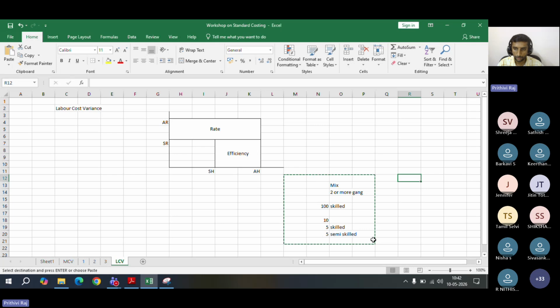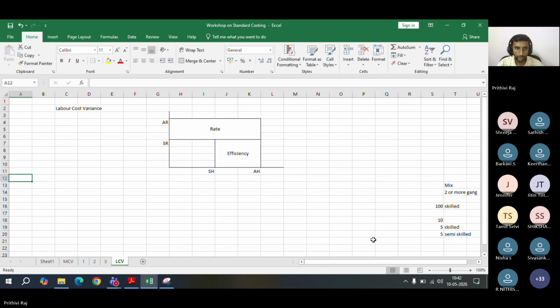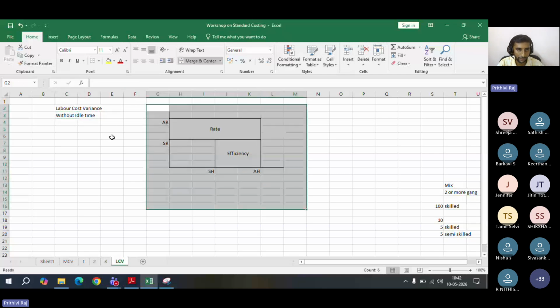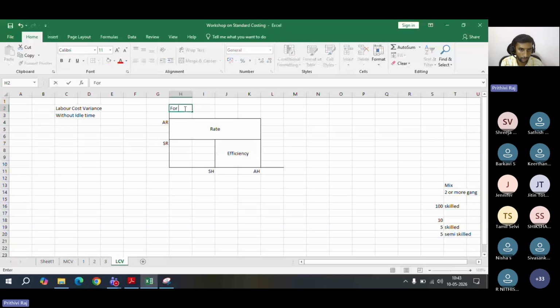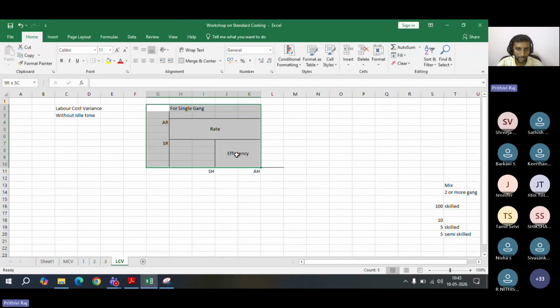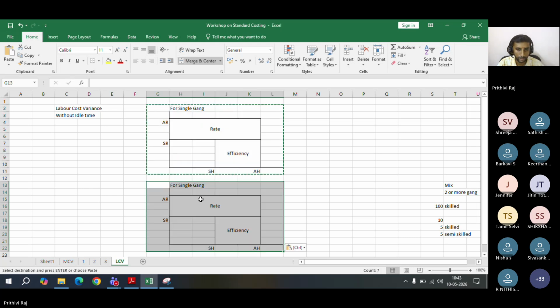Let's put it here. So this is without idle time. What is idle time? I'll explain in some time. This is the graph for labor cost variance without idle time for a single gang. If there are multiple gangs, two or more gangs, then there's a concept of mix.